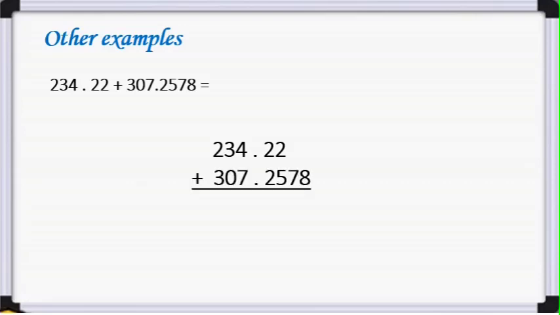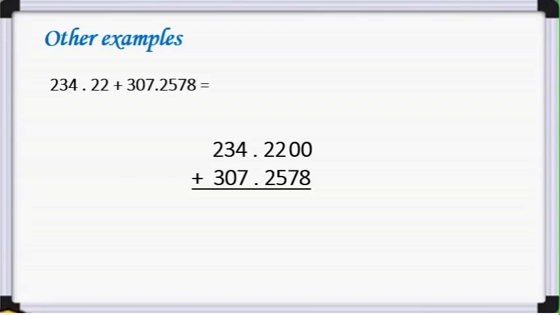So now, the second step. Look at the decimal places. If the decimal places are not complete, we need to add zeros. So in this case, the other addend has 4 decimal places. The first addend has only 2 decimal places, so we need to add 2 zeros. Now, let us move to the third step.